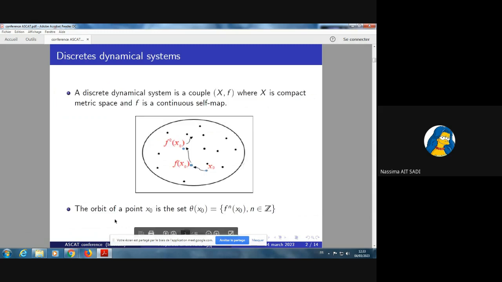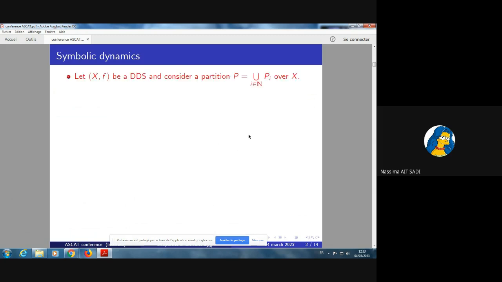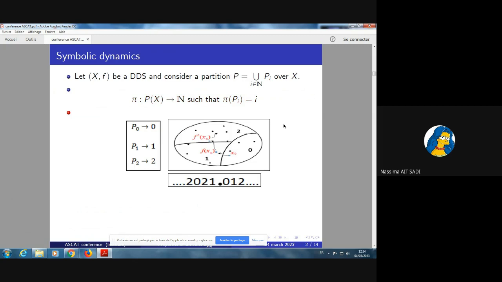The orbit of a point x0 is the set of all iterations of the point x0 under the application of our continuous function F. There is a natural way to connect topological dynamics to symbolic dynamics using partitions and covers. Let (X, F) be a discrete dynamical system and consider a partition P over our space X, and let the encoding application be defined as follows.